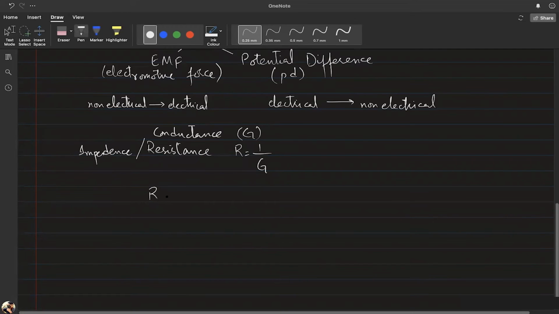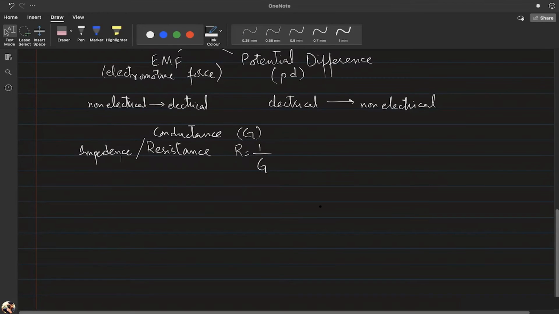Another name that we give to resistance and some other things is impedance. How much does it impede the flow of current? So how much it allows the flow of current, that's conductance, and how much it impedes, how much it stops, how much it resists, that is resistance.